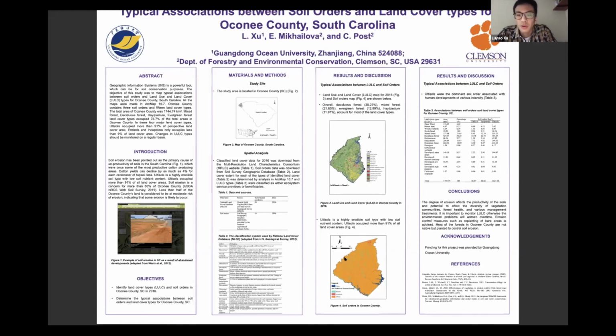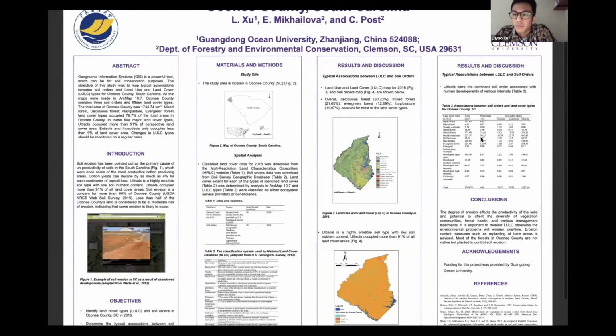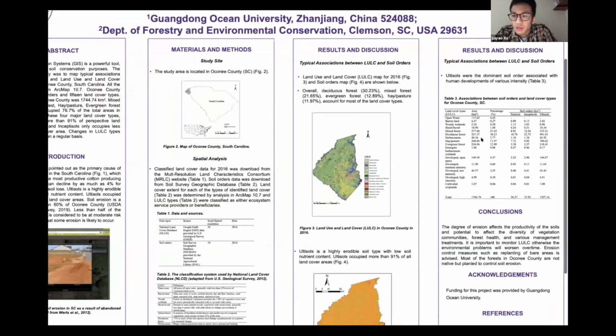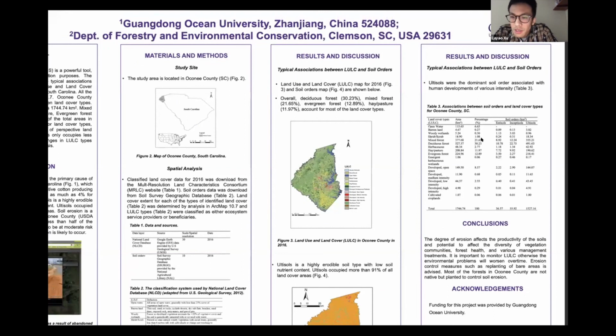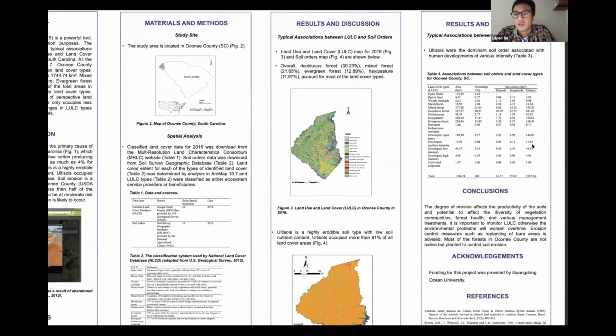Ultisols occupy most of the area, and then I calculated the associations between soil orders and land cover types. So I calculated the percentage of each soil order in each land cover type, and you can see that in all the land cover types, the Ultisols always occupy most of the total area for each land cover type.